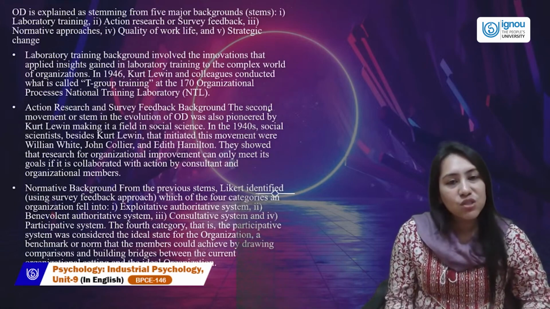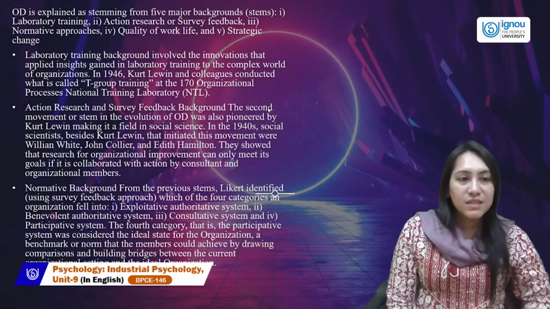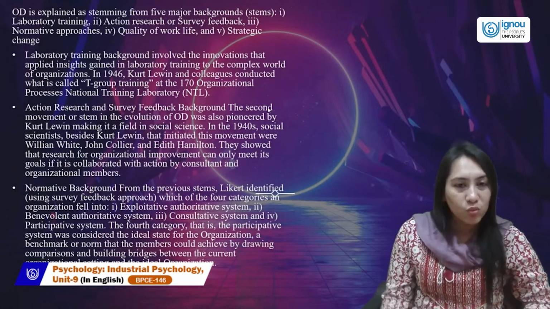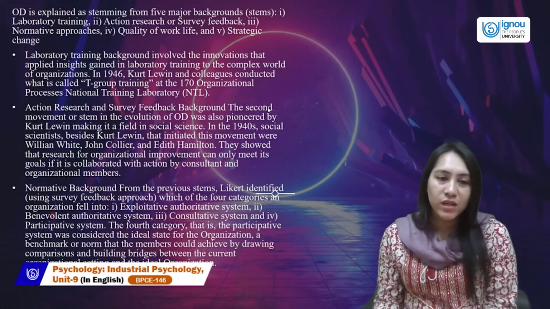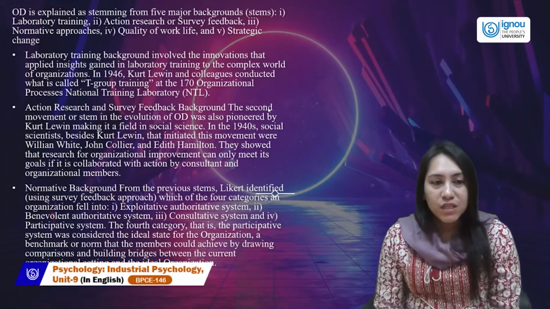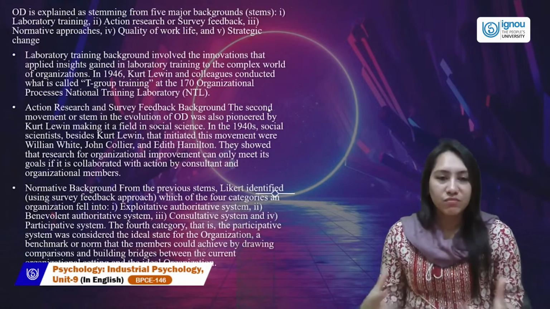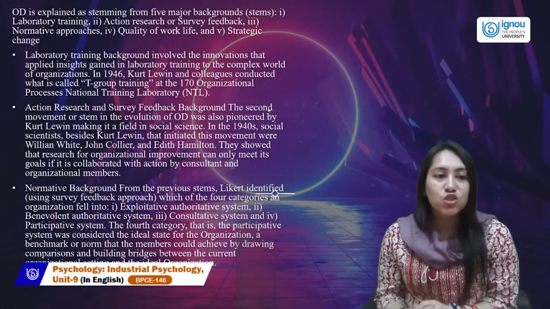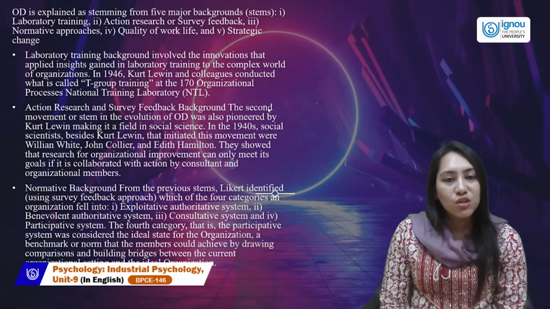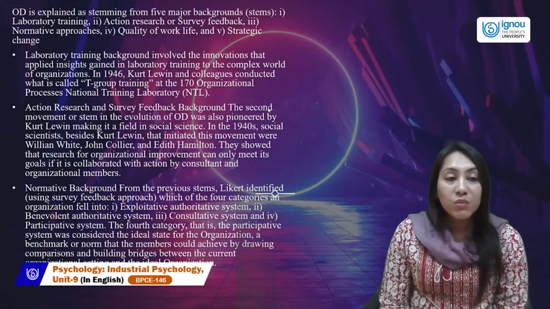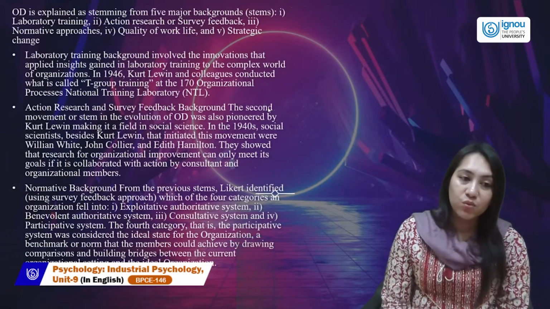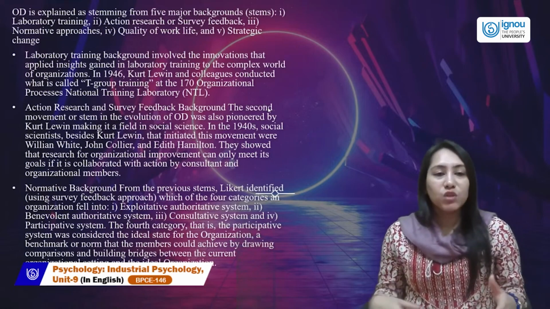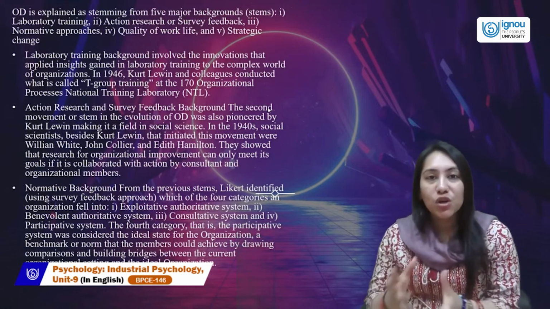Then there were action research and feedback, the second movement, where the evolution of organizational development took place, and the pioneer is Kurt Lewin. In the 1940s, besides Kurt Lewin, the entire movement was processed by John Collier and Edward Hamilton. They showed that research for organizational improvement can only meet its goals if it is collaborated with the actions of the organizational members, which is very true. Any change needs its members' contribution also.